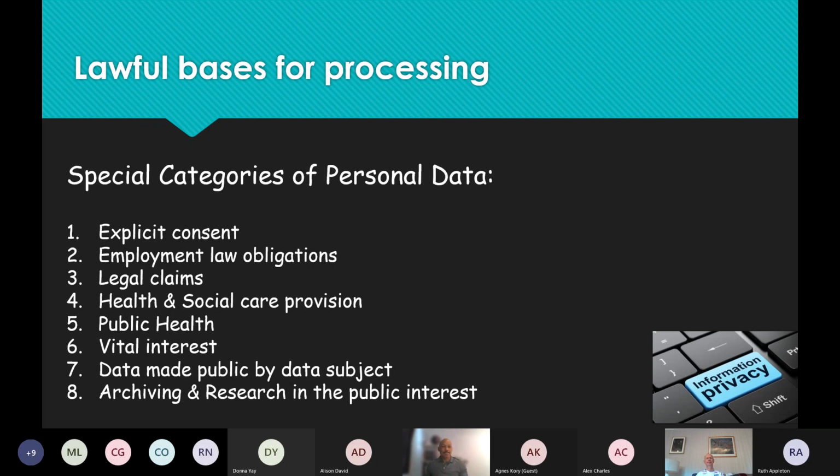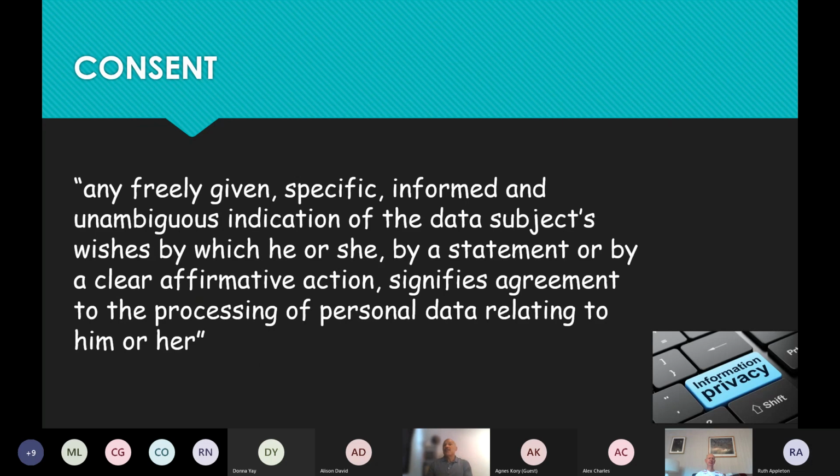And the final one there is archiving and research in the public interest, which again goes to what has been happening in the last couple of years in terms of carrying out scientific research in the public interest for the fight against the pandemic and COVID. So these are special category conditions that you have to have if you're going to be processing one of those special category data types. So let's look at consent in a little bit more detail.